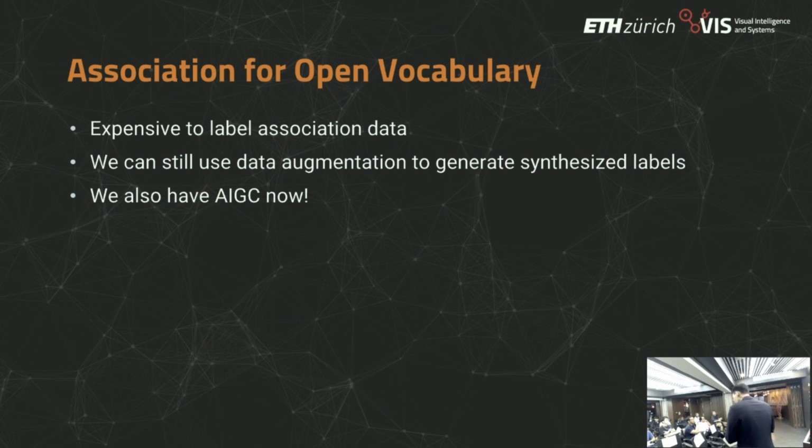So for the association, of course, we can still utilize data augmentation to train our data, even for the objects that we do not see a lot. Another interesting thing here is nowadays we have the AIGC. You probably have seen ChatGPT. You probably also have seen Stable Diffusion.